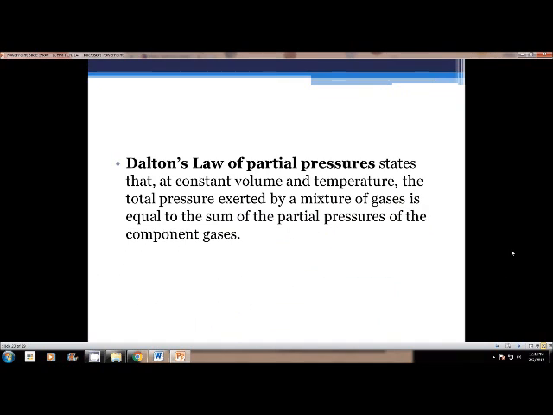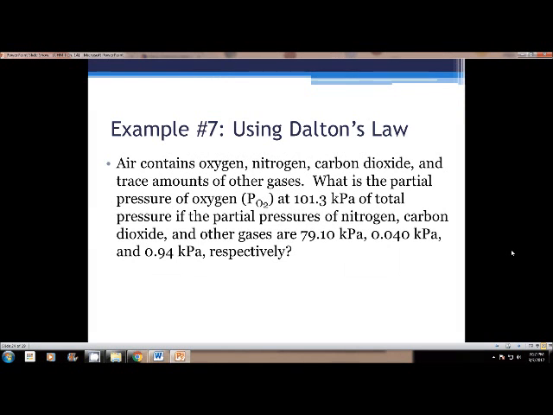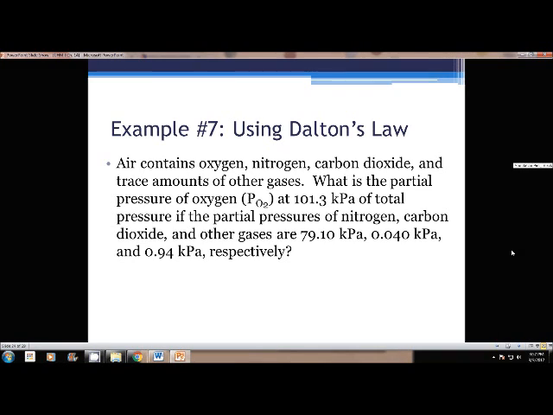Dalton's law of partial pressure states that at constant volume and temperature, the total pressure exerted is equal to the sum of the partial pressures, where however many gases you have in a sample, you add those all together, and you get the total from that. So, for example 7, we're going to do just that. Air contains oxygen, nitrogen, carbon dioxide, and trace amounts of other gases. What's the partial pressure of oxygen at 101.3 kPa of total pressure if the partial pressures are listed?